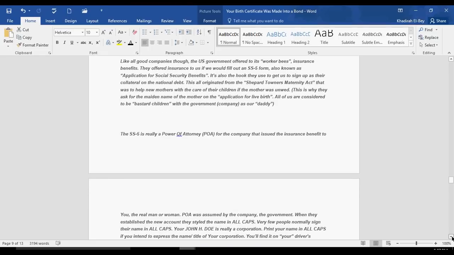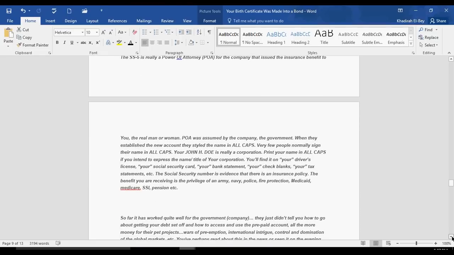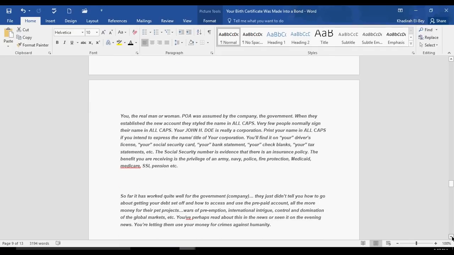to you, the real man and woman. POA, a power of attorney, was assumed by the company and the government. When they established a new account, they styled the name in all caps. Very few people normally sign their names in all caps. Your John Doe is really a corporation.